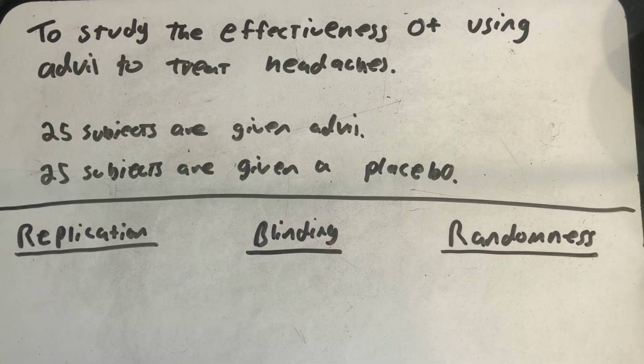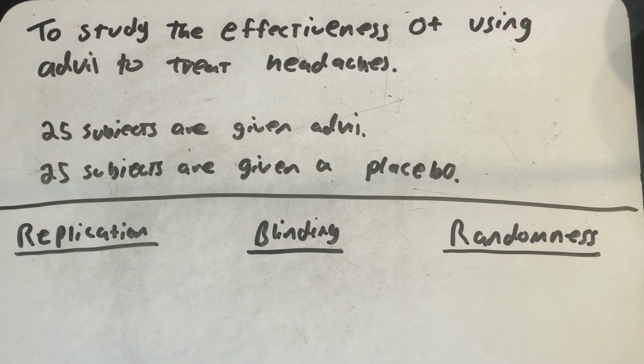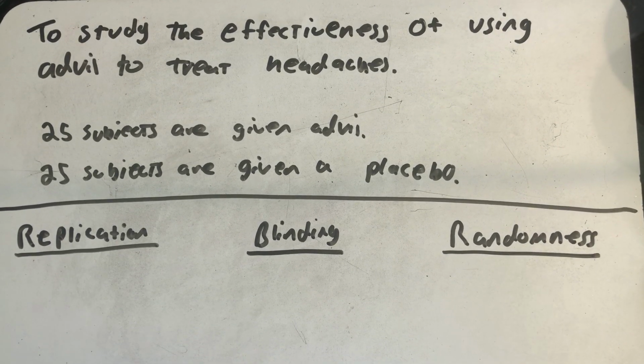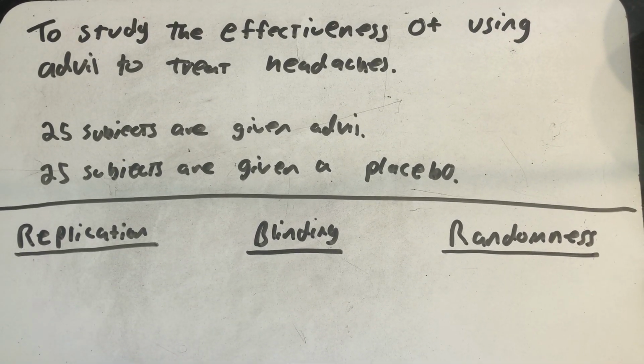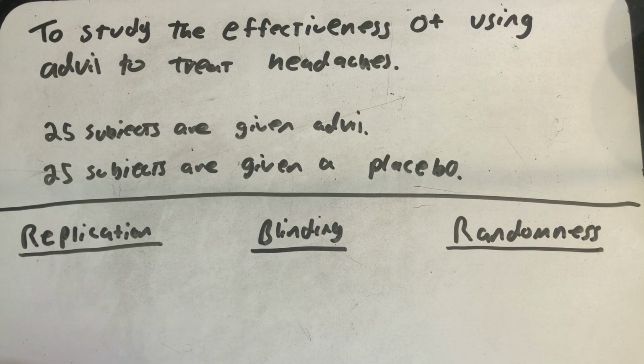Let's talk about experimental design. Let's still think about that experiment where we're studying the effectiveness of Advil to treat headaches. So let's imagine we have 25 subjects who are going to be given the Advil in our treatment group or test group, and then 25 subjects who are going to be given a placebo in our control group.